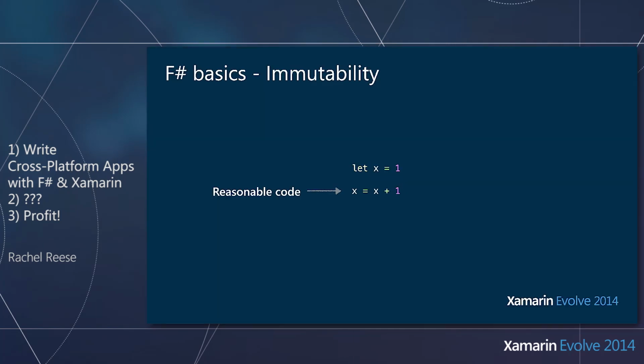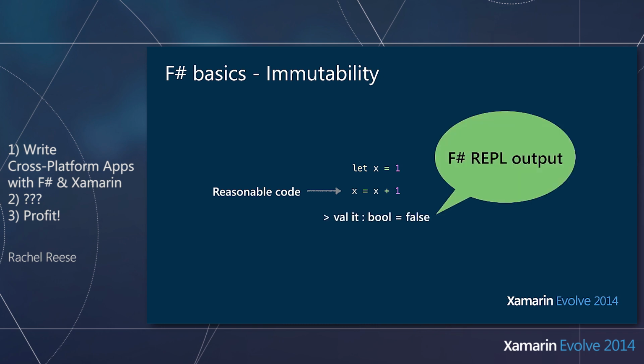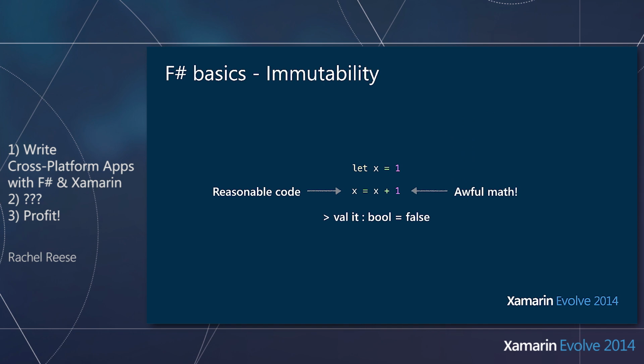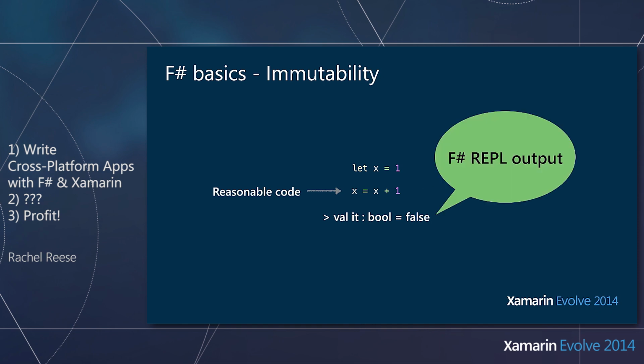But if we go back, in C# and many programming languages, this would actually make sense. This x equals x plus 1. That's totally reasonable code. You're just incrementing by 1. But the F# REPL outputs that to bool equals a Boolean. It's false. And if you're looking at it, x equals x plus 1, that's completely awful math. You can't do that. That's something that your math teachers would just completely yell at you about.